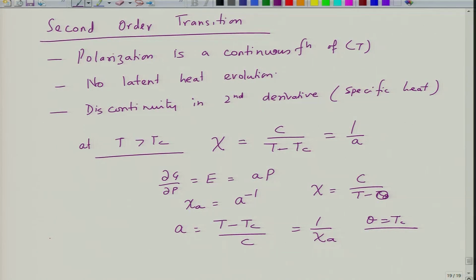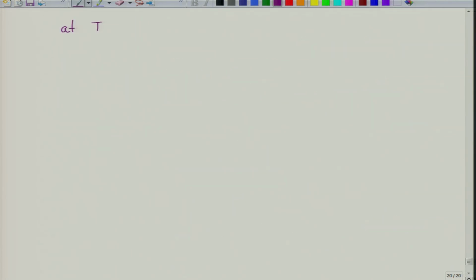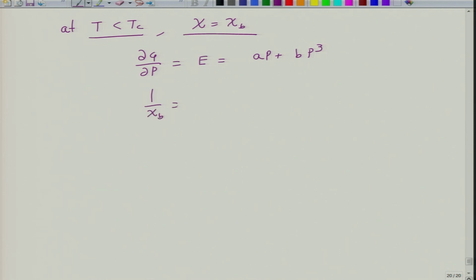Now, at T less than Tc, let us define the susceptibility chi as chi B. So, chi B is calculated: we first calculate del G by del P, which is equal to E, this is AP plus BP cube. So, 1 over chi B is equal to del E by del P, which is equal to A plus 3BP square, right. So, basically this susceptibility is chi B at this temperature.